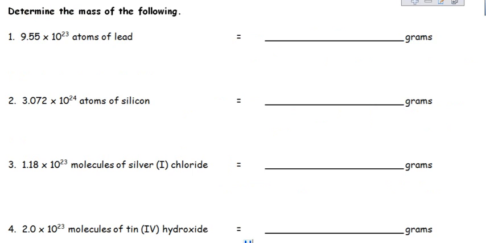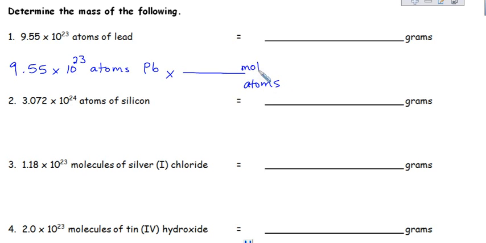Here we don't just have one atom, we have a lot of atoms, but it's the same setup, exact same setup. Start with what you have, 9.55 times 10 to the 23rd atoms of lead, Pb. And again, I don't care if you want to do the 2-step or the 1-step. In the 2-step, I would cancel atoms and make a pit stop at moles, because I know 1 mole has 6.02 times 10 to the 23rd atoms.